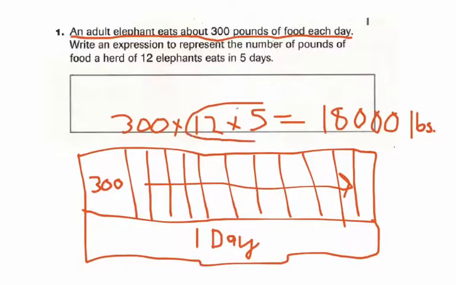So I do compatible numbers. That would be 60, and 60 times 3 would be 180. And then I annex the 2 zeros to make it times 100, so it would be 18,000 pounds.